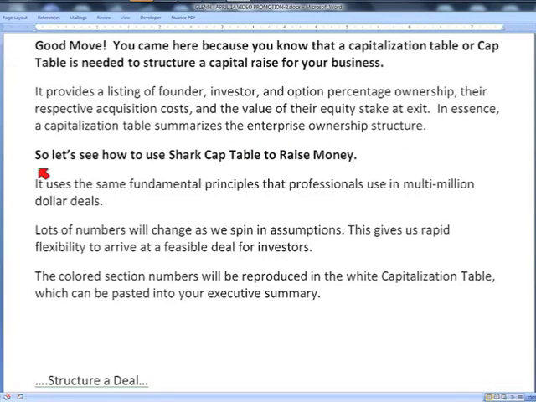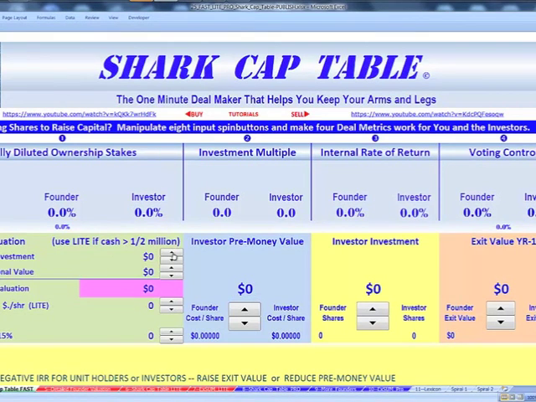So let's see how to use SharkCapTable to raise money. It uses the same fundamental principles that professionals use in multi-million-dollar deals. Lots of numbers will change as we spin in assumptions. This gives us rapid feasibility, or flexibility, to arrive at a feasible deal for investors. The colored section numbers will be reproduced in the white capitalization table, which can be pasted into your executive summary. So let's structure a deal.